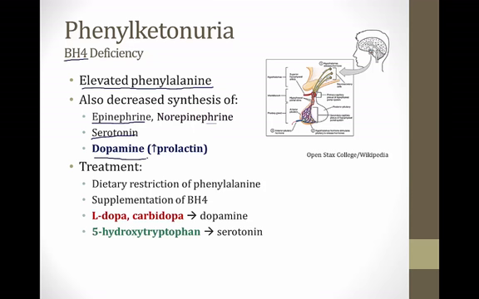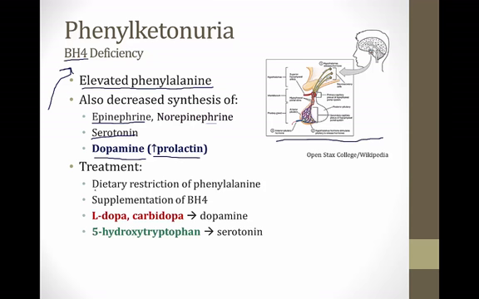And the reason I've bolded dopamine is because dopamine is very important in the hypothalamus, which I've shown on the screen here. Dopamine inhibits prolactin secretion, and therefore when you are deficient in dopamine from a BH4 deficiency, you can see high prolactin levels. And in fact, prolactin levels are often monitored in children who have this condition to determine how much dopamine is working in their body.